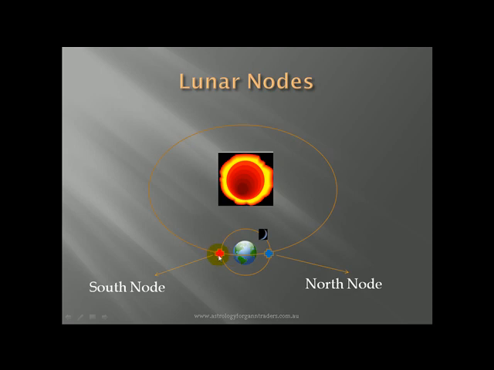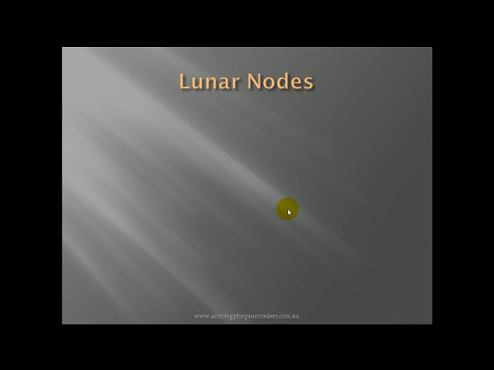So you can see these 2 points, and so there's no body. Some people think that the lunar nodes are a planetary body, but there's nothing there. It's just a mathematical point of 2 orbits intersecting.